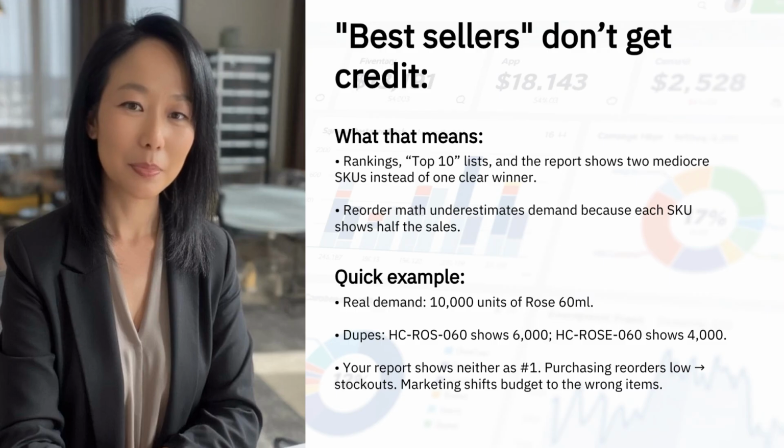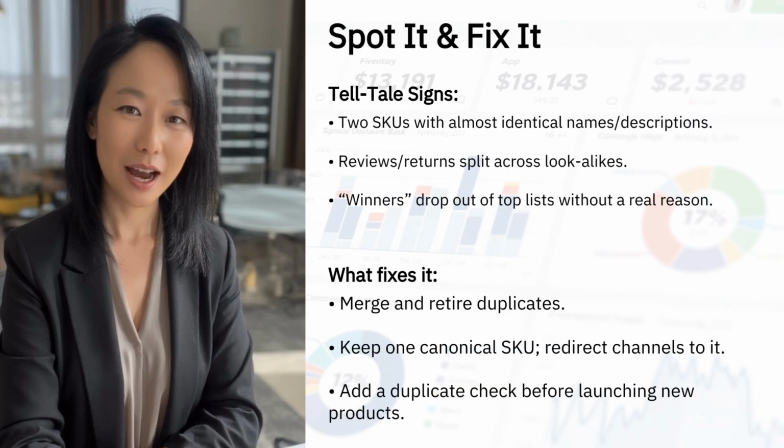When sales are split between duplicates, your true winner vanishes from rankings. Reorder math reads 2 mid-performers instead of 1 bestseller, so purchasing under-orders and marketing underfunds. For example, 10,000 actual units become 6,000 and 4,000 in reports, neither of which looks number 1, so you reorder low and stock out. Look for near-identical records, split reviews, and bestsellers that mysteriously fall from top lists.